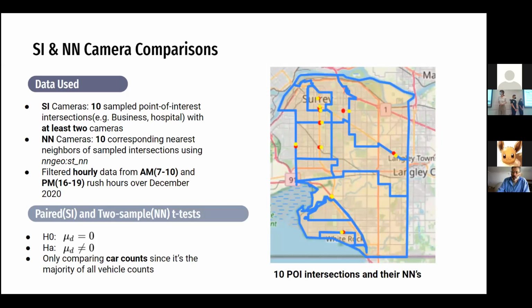As for the data we used, we sampled 10 point of interest intersections with at least 2 cameras installed for the same intersection cameras. And for the nearest neighbor cameras, we used the STNN method from the NGO package to find the corresponding nearest neighbors of the 10 intersections. And to examine any temporal pattern, we use the filtered hourly data from the AM, which is 7 to 10, and the PM, 4 to 7, rush hours over the whole of December 2020.